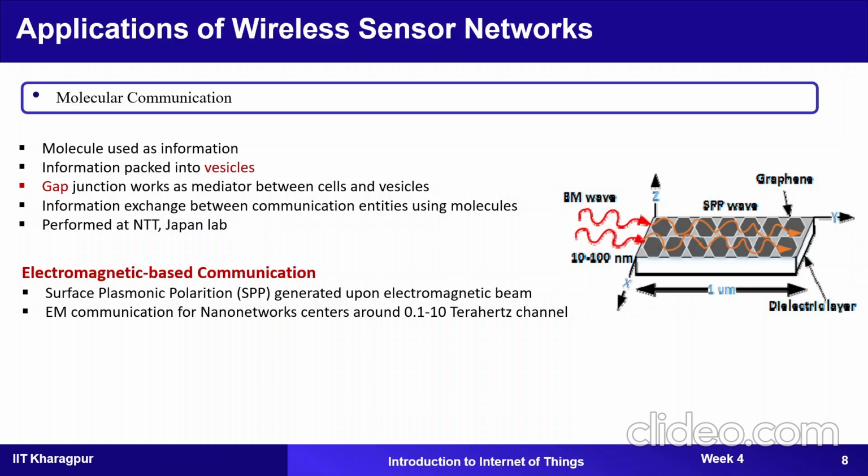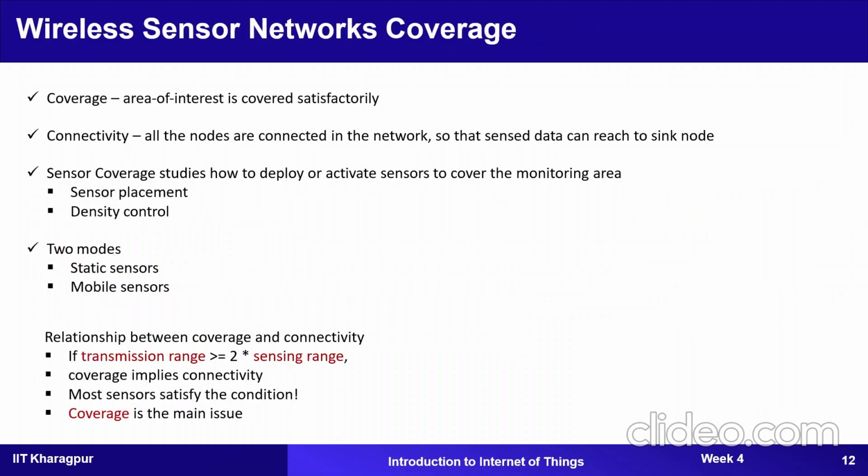So these two circles are basically concentric, and your sensing range or sensing area is smaller as compared to your transmission range. So if your transmission range is greater than or equal to 2 times your sensing range, then it means coverage implies connectivity. This is the formula proposed by researchers, and they have proved it mathematically that if your transmission range is greater than or equal to 2 times your sensing range, then coverage implies connectivity.